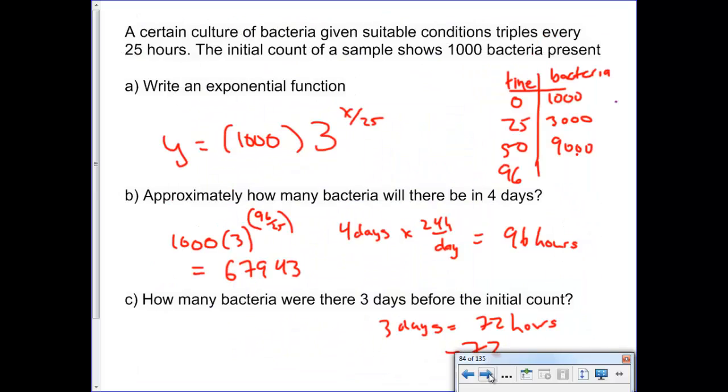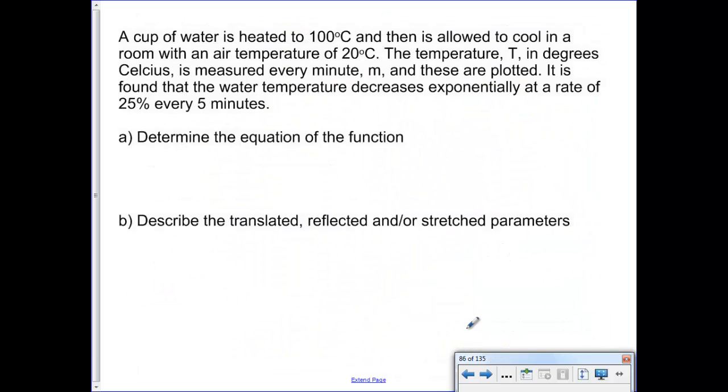It's a question like this guy here. Okay. So for those of you guys who were here on Friday, I did this one Friday. Let me talk through it again with everybody else though. Okay. Here's a scenario. You've got a cup of water that's 100 degrees Celsius, and slowly but surely it's going to cool down to 20 degrees Celsius.